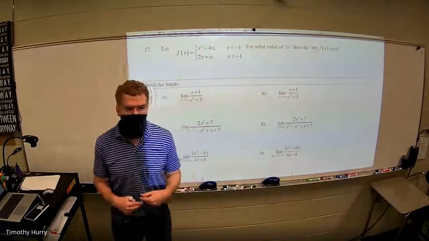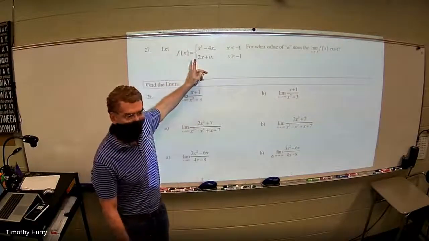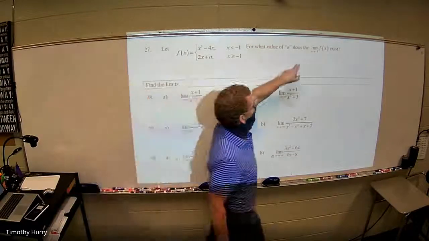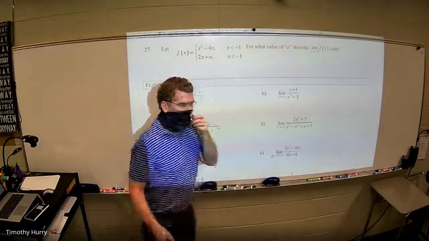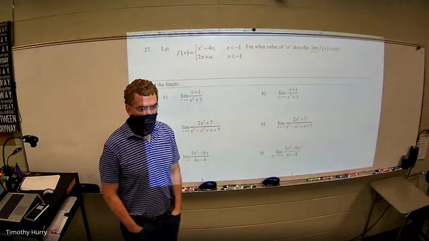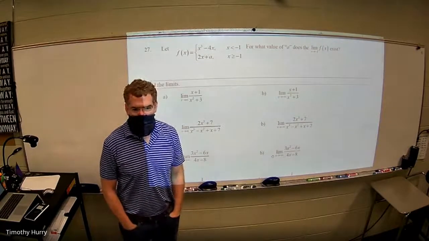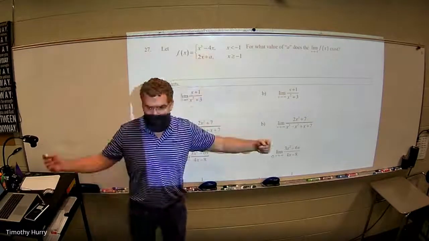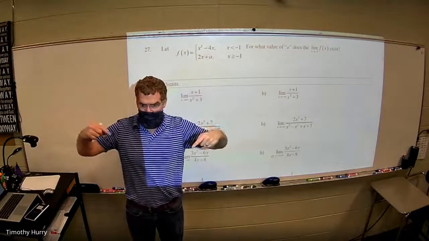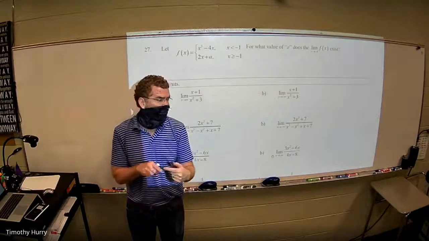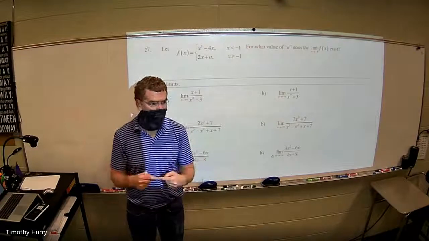So what has to happen for this to actually have a limit, a value to actually exist as I approach -1? What does that mean? Somebody be a hero. So these two functions would have to, as they're coming in towards -1, would have to meet at the same value, right? There may not be a value there, but they have to be approaching that same value.